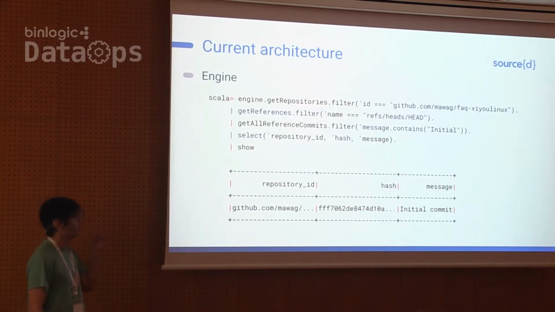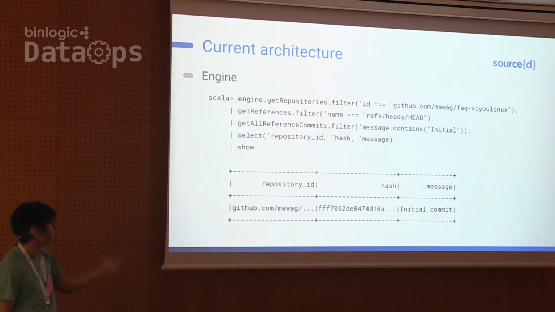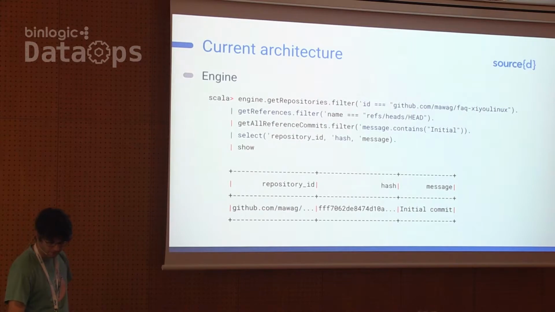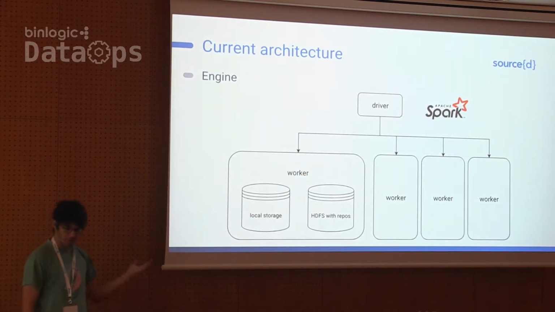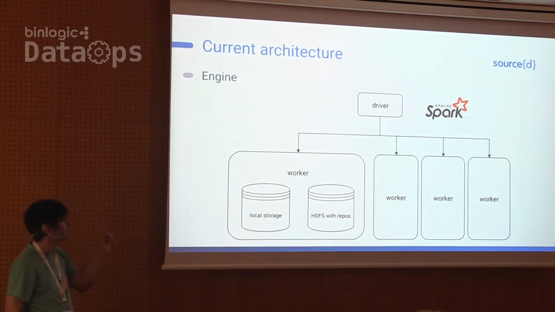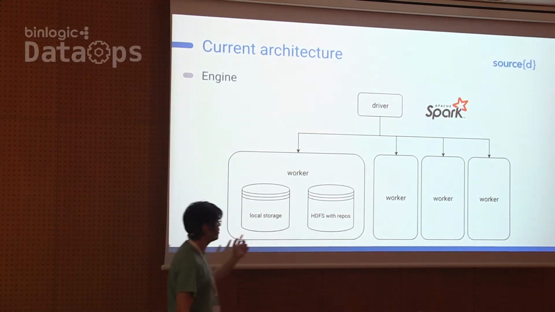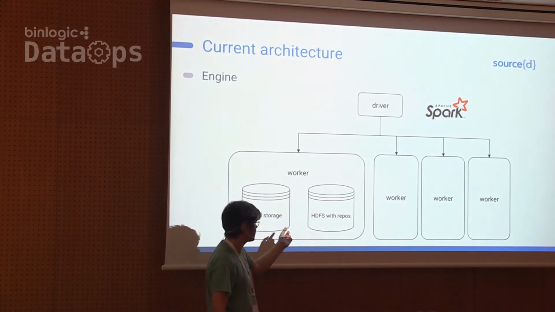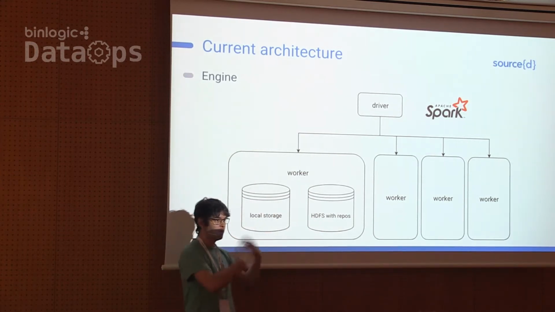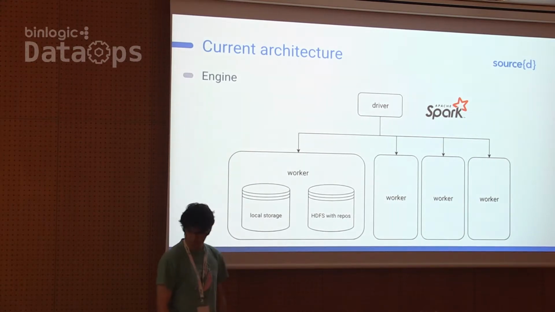This is an example of what we do right now. It's a Scala example, and it's using the Engine library to find some repositories with a filter and so on. The current architecture of our workflow is done in a Spark cluster. It's a basic Spark cluster. The only thing you have to know is that all the repos are stored in HDFS, so each worker has a set of Git repos that are analyzed on that worker.